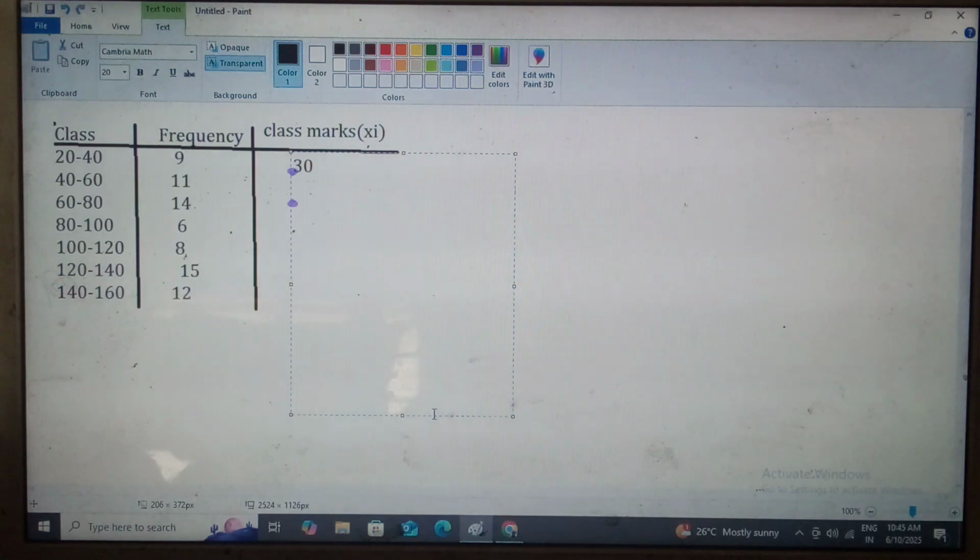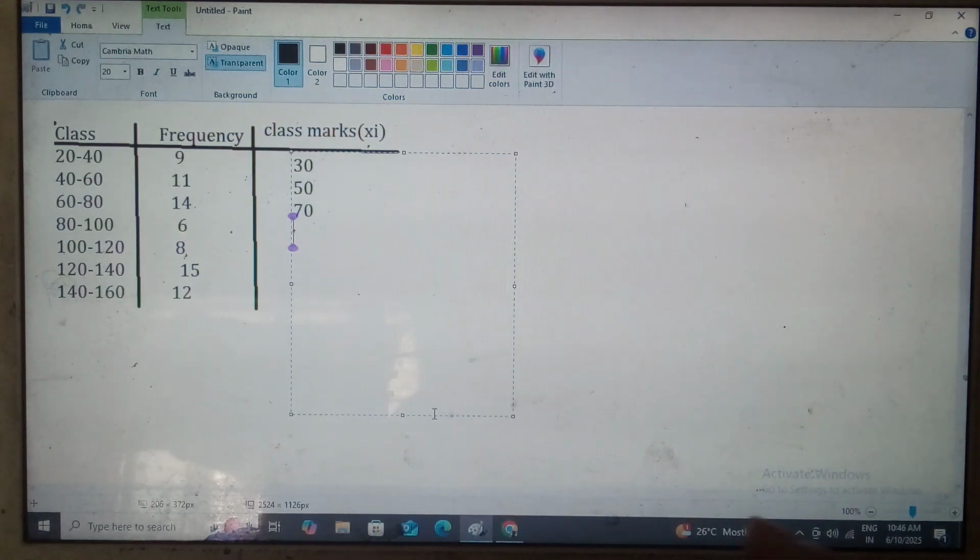After that we have 40 plus 60 over 2. Now 40 plus 60 will give you 100, and 100 by 2 is going to give you 50. After that the next class mark is 60 plus 80 over 2. If you do 60 plus 80 over 2, you are going to get 70. After that you have 80 plus 100 over 2, that will be 180. 180 over 2 will be 90.